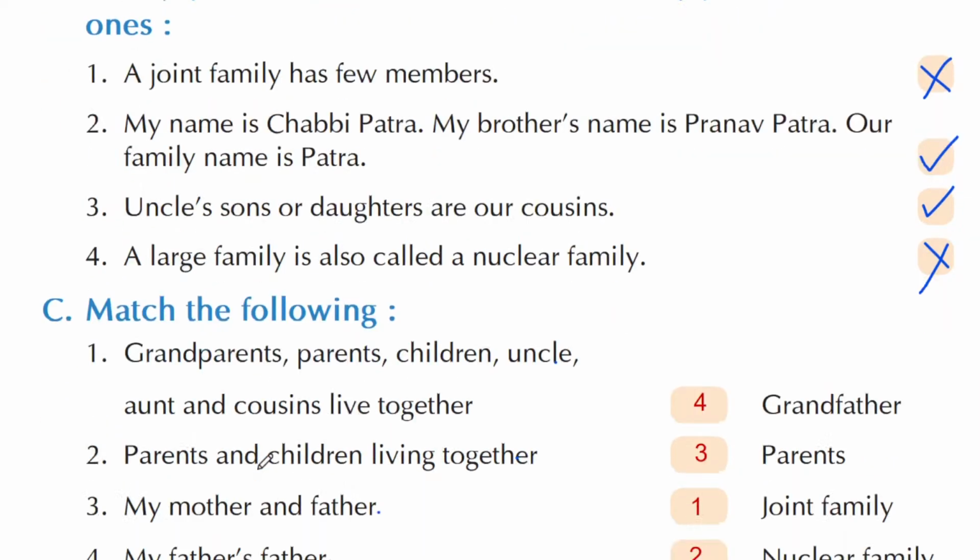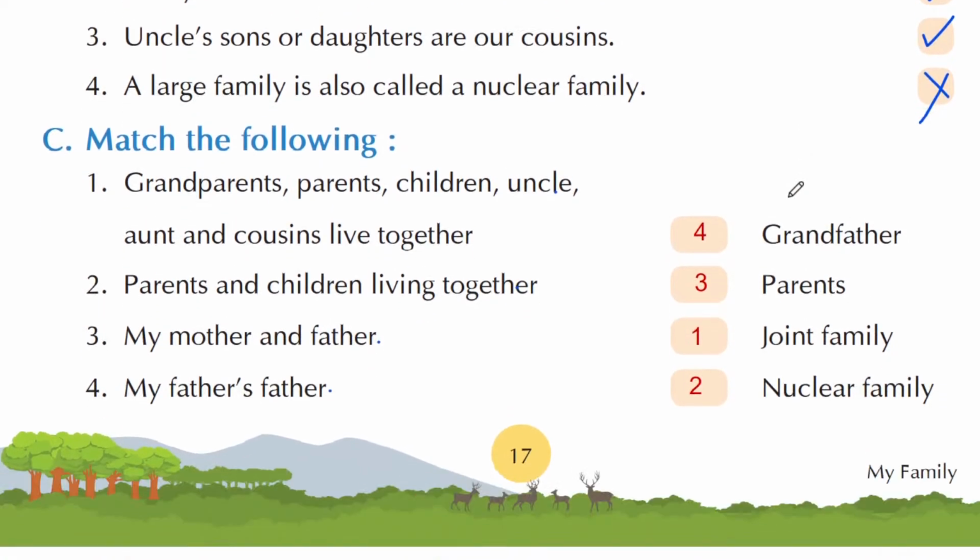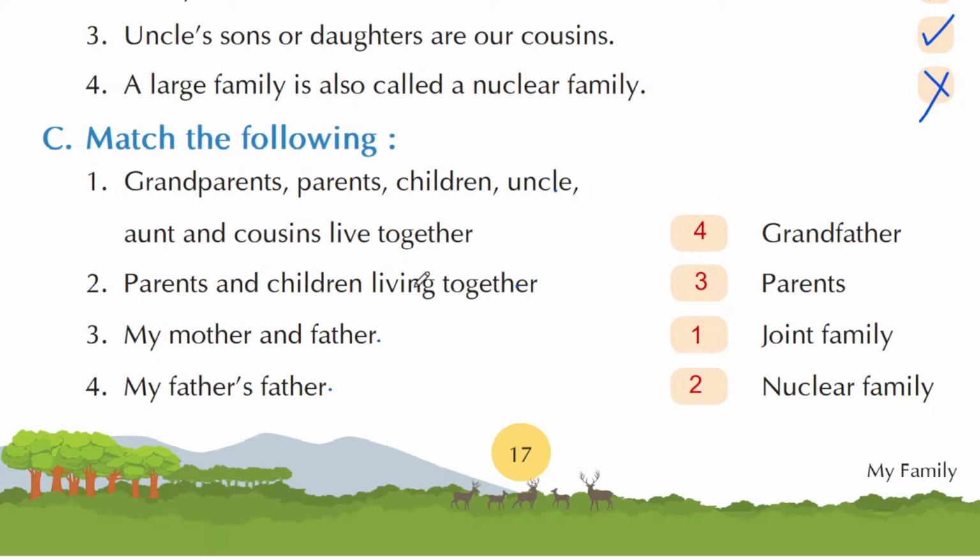Now you have to match the 2 items given in 2 columns. 1, 2, 3, 4, and here are the items. So you have to write down the numbers here. You have to match the items given in the left portion with the items given here in the right side. So the first number, grandparents, parents, children, uncle, aunt and cousins live together in a joint family. So we will write down 1 here next to joint family.